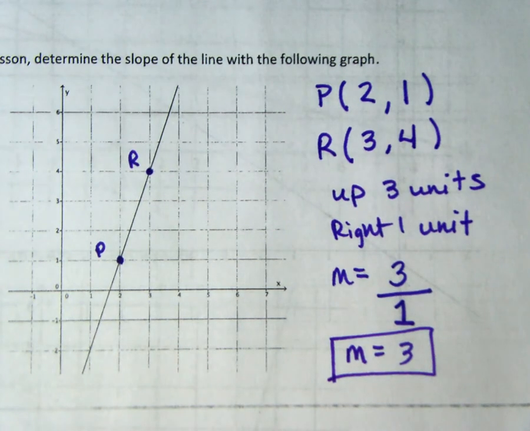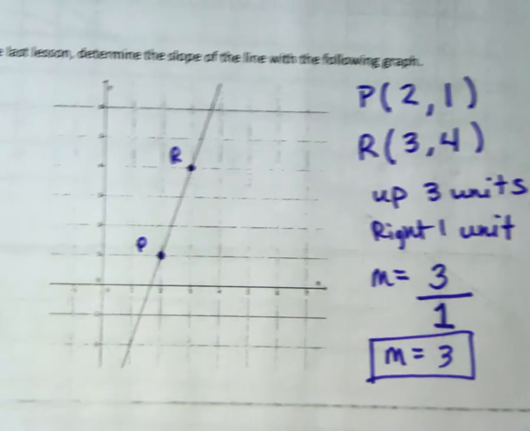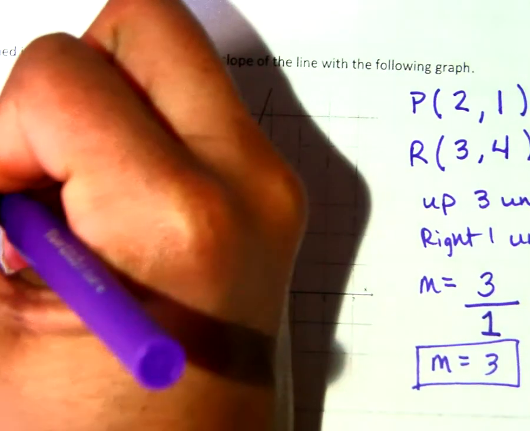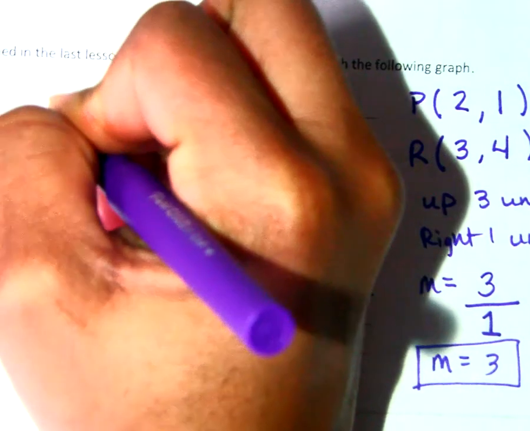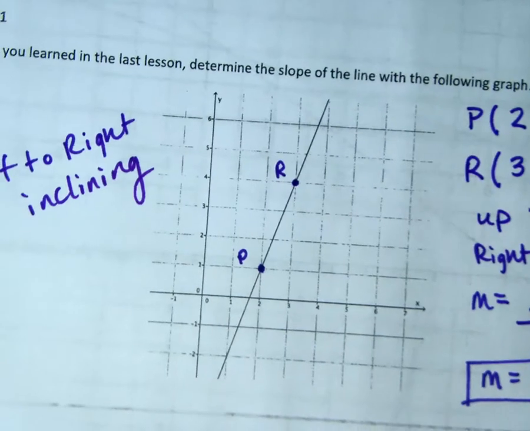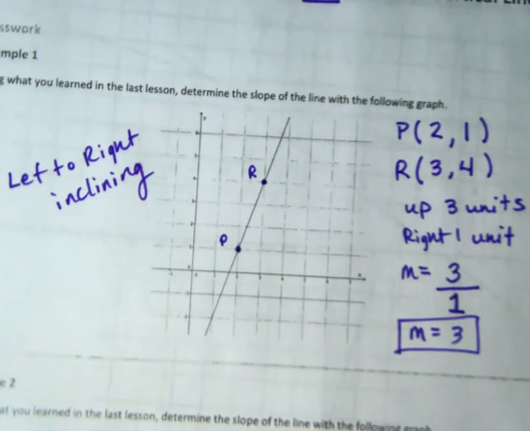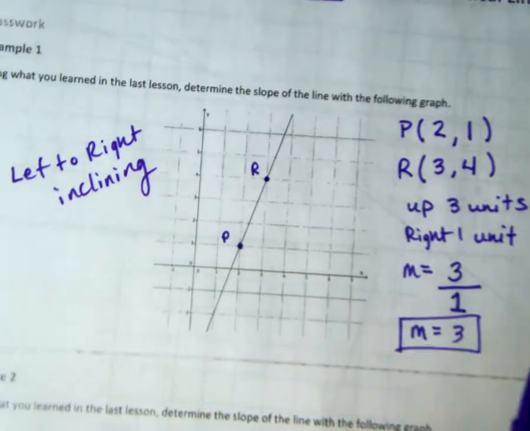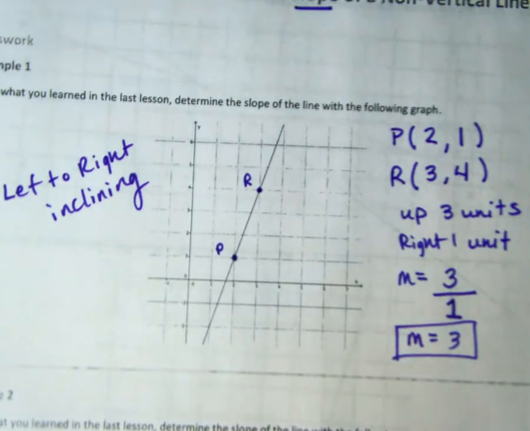Let's take a step back to see if we agree with our slope being a positive 3. What type of line is example number 1? Is this left to right inclining or left to right declining? All right, you're correct. This is a left to right inclining line, which tells us that this graph is going to have a positive slope. Okay, so because this is left to right inclining, I do agree with my slope being positive.